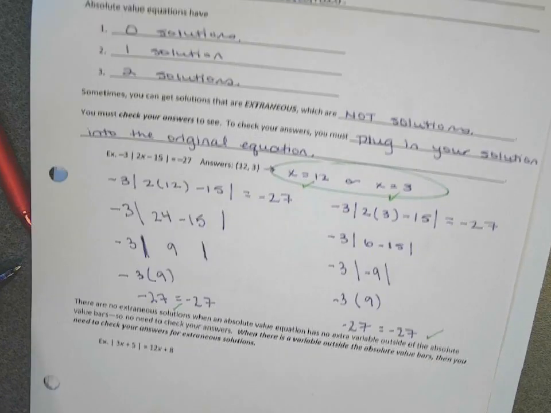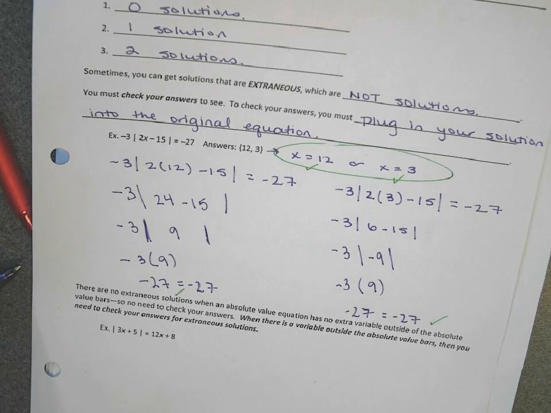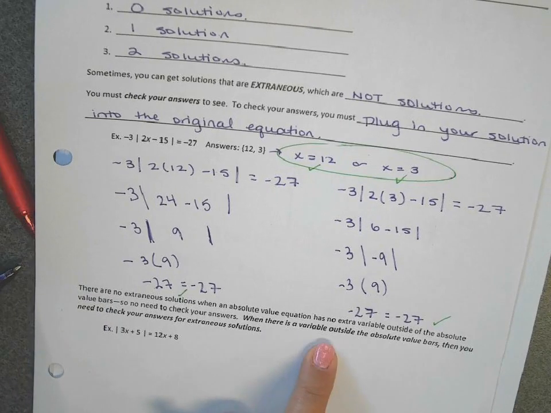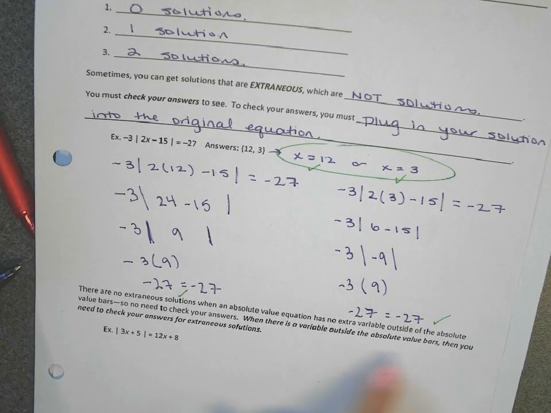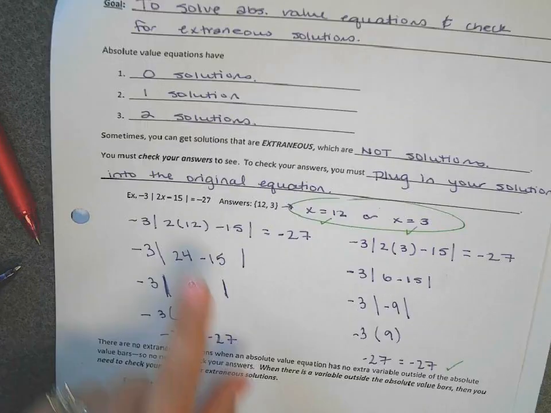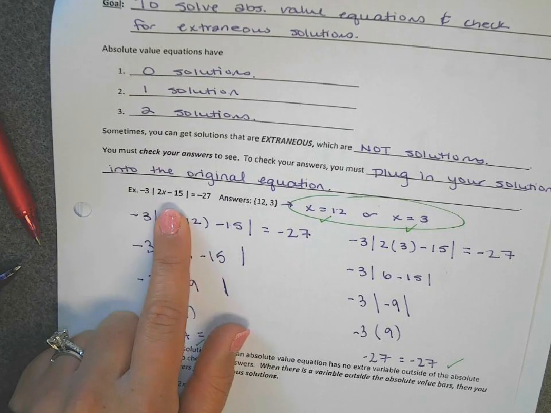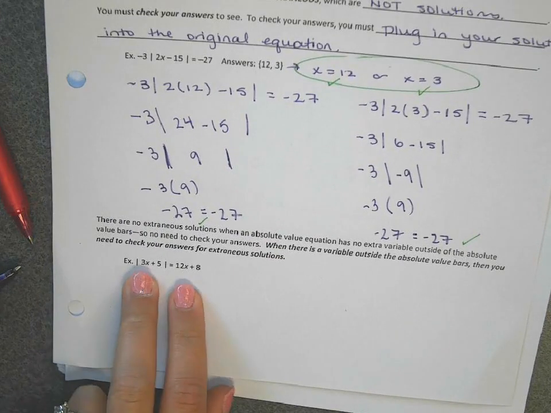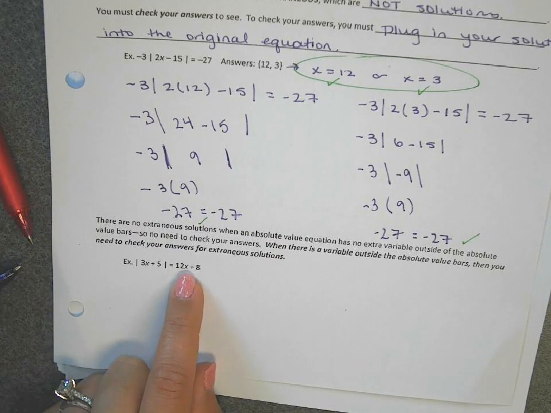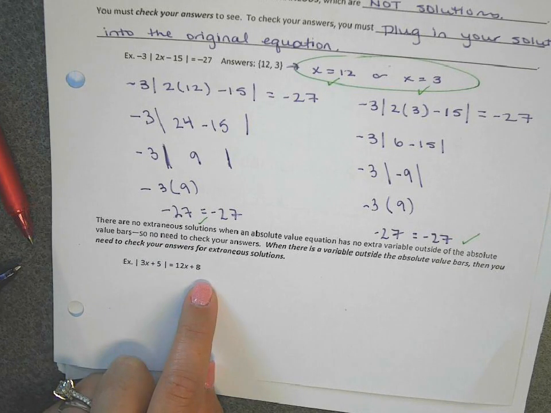There are no extraneous solutions when absolute value equations have no extra variables outside the absolute value bars. So there's no need to check your answer in that case. When there is a variable outside your absolute value bars, that's when you need to check for extraneous solutions. See how the only x was inside absolute value bars here? That's why both of our answers were actually solutions. See how there's an x on the inside and one over here on the other side? We could have extraneous solutions. That means we might get an answer that when we plug it back in, does not work.